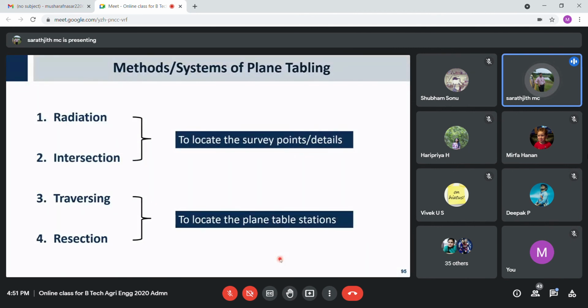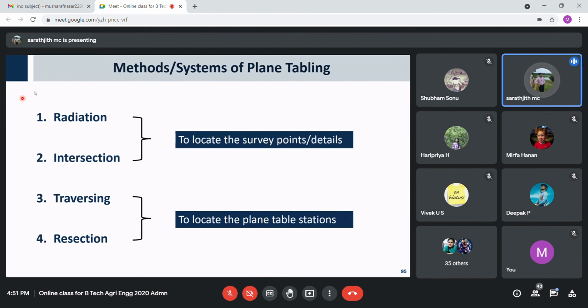So in the plain table survey, there are actually three or four methods of how we can do the plain table survey. The first two methods are radiation and intersection, and the third and fourth are traversing and resection. The first two methods are generally used to locate the survey points or the points of our interest, but the other two, traversing and resection, are generally used to locate the instrument station or the plane table stations. Okay, in your lecture schedule they mentioned only three methods, but in the textbook they have given the resection method also.